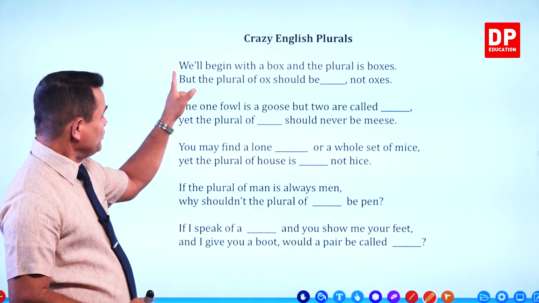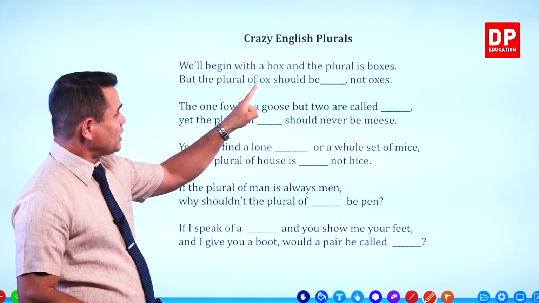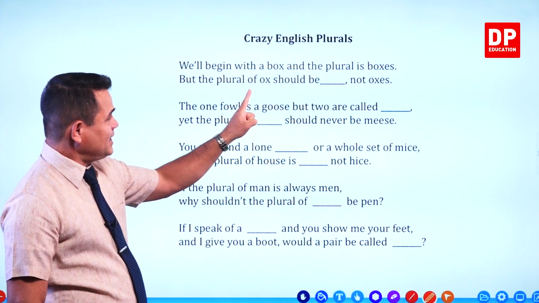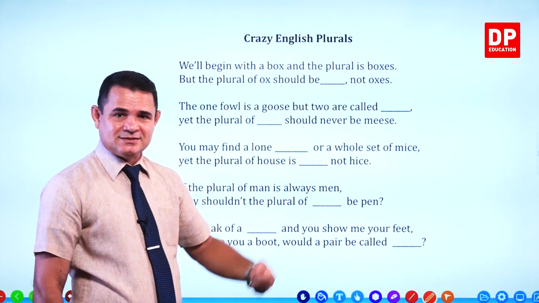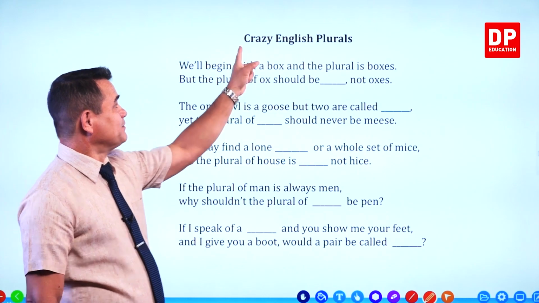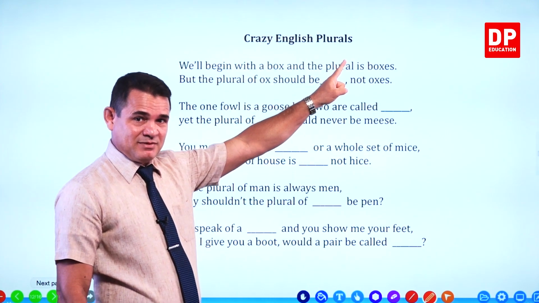We'll begin with a box, and the plural is boxes. It is a crazy English plural. Remember that topic.